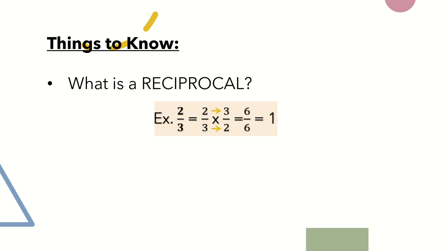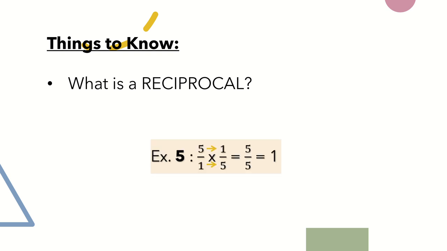Let's look at one more example before we move on. 5. Remember, 5 is a whole number. So in order to turn 5 into a fraction, we would do 5/1. Then we would simply flip. Our reciprocal of 5, or 5/1, is 1/5. And again, 5 times 1 is 5, 1 times 5 is 5, which is equal to 1.